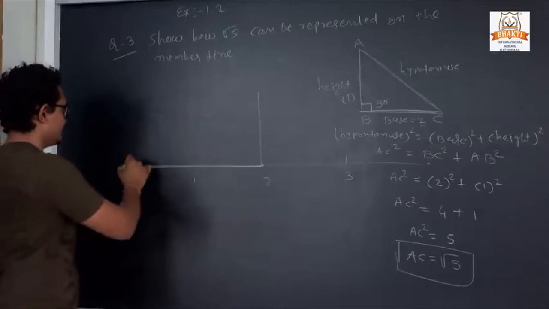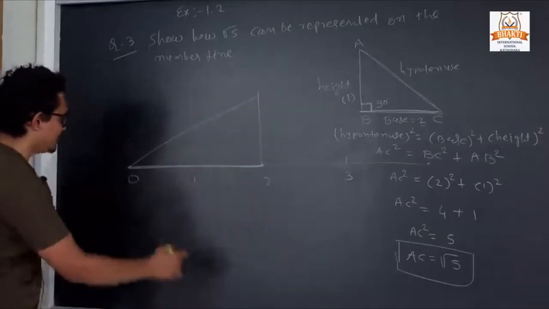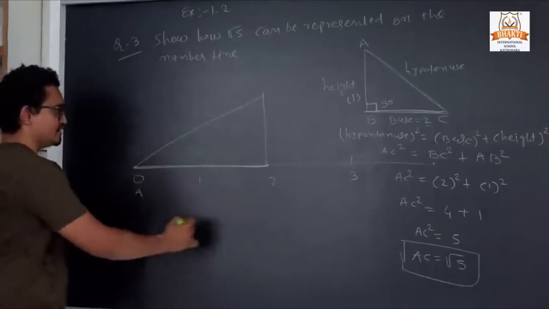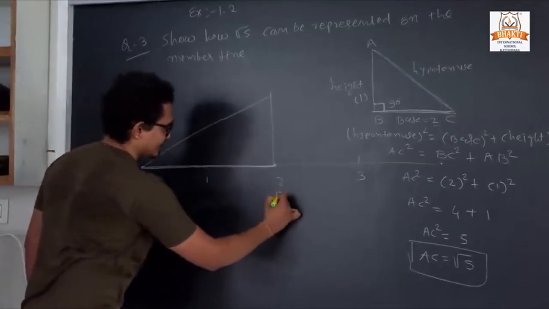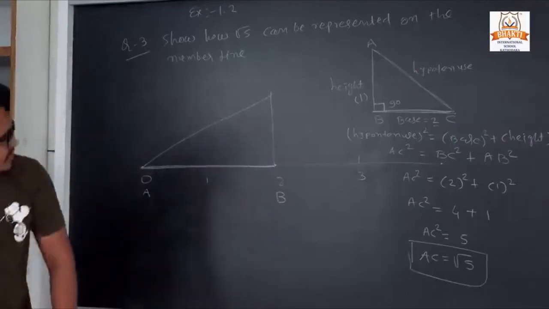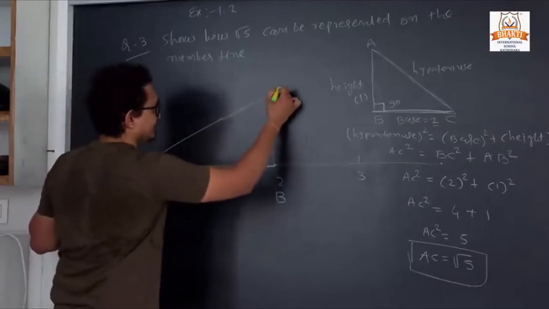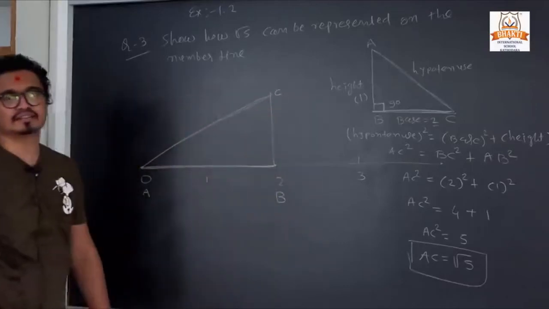Now we can join these two lines. So here we can give the names, so you can easily declare that. That is A and that is B. Now we can join these two lines, that and that point. And here we can declare it is our point C.